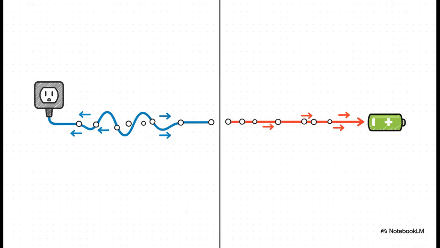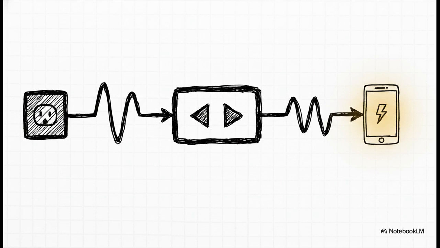So, to really appreciate the diode's biggest job, we need to quickly talk about the two flavors of electricity. The power that comes out of the outlets in your wall is alternating current, or AC. The flow is constantly reversing direction, back and forth, back and forth. But your phone, your laptop, pretty much all modern electronics, they need direct current, or DC. That's a nice, steady, one-way flow, kind of like water coming out of a tap.